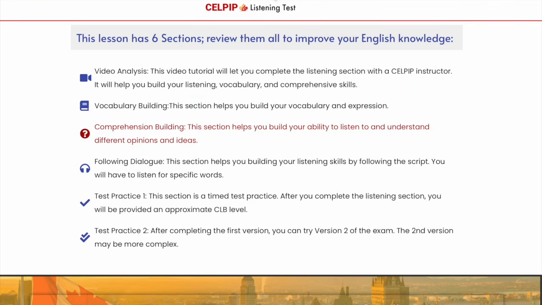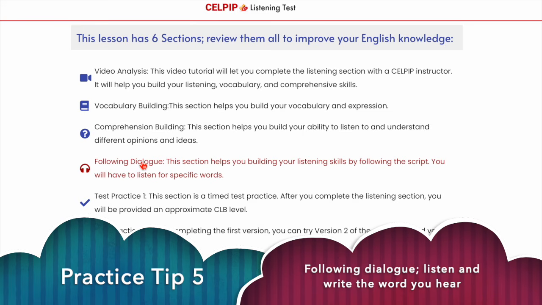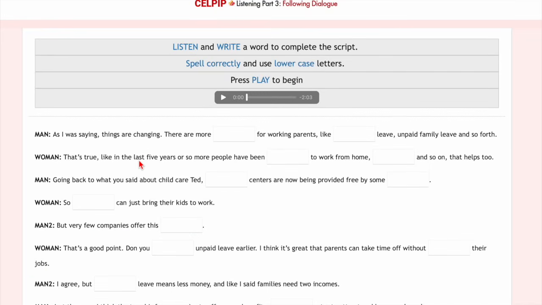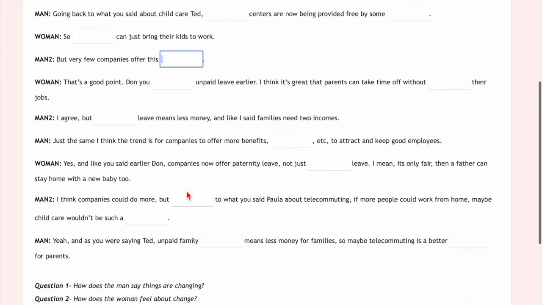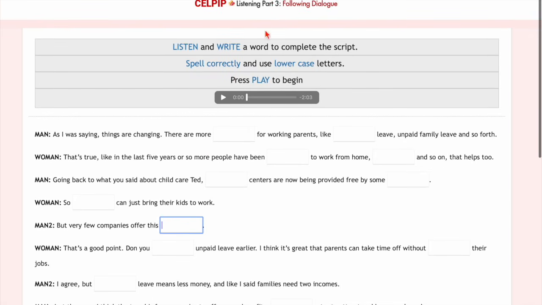Great exercise. Okay, and then down here we have following dialogue. Following dialogue is also an excellent exercise. Okay, we listen to the audio, and as we listen, we complete the dialogue with a word that we hear. Okay, what is the word that we hear? And we complete the dialogue with that word. Great for improving your listening comprehension skills and listening skills.